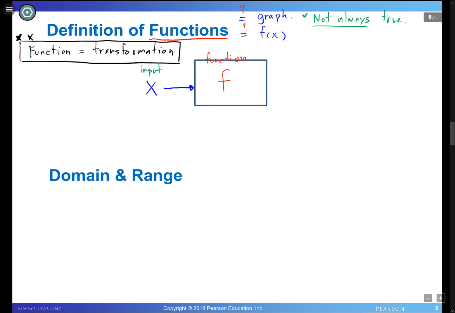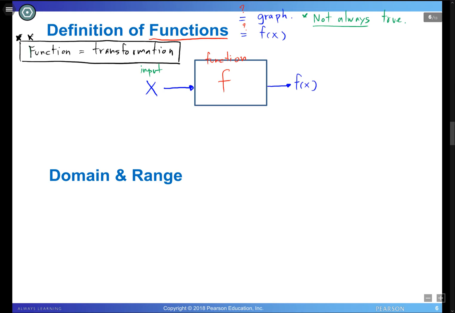Alright, now after passing through this function, it's going to become something else, transform into something else. So x transforms by this function into its image, its product. It becomes f(x). So this f(x) here is like the product of x, the image of x.